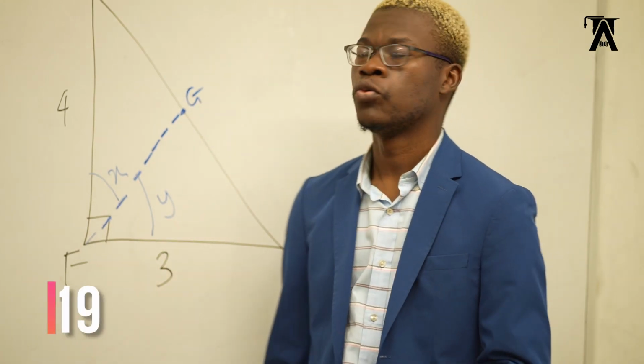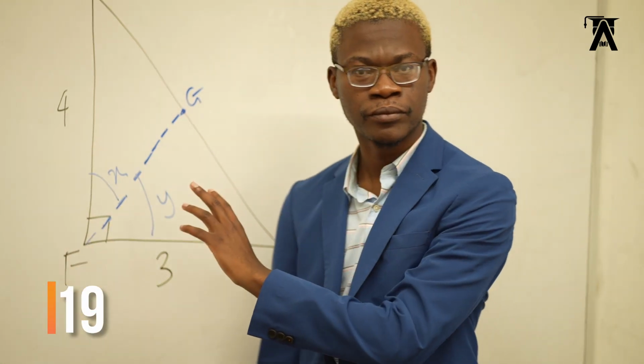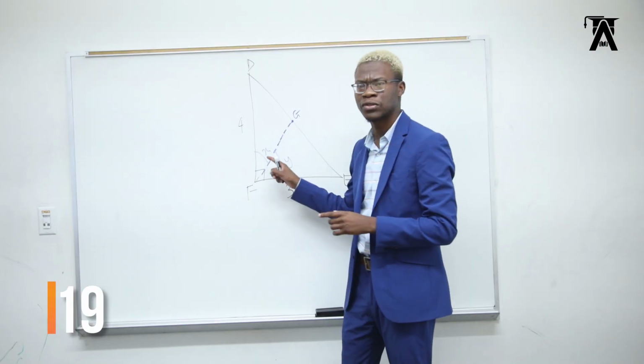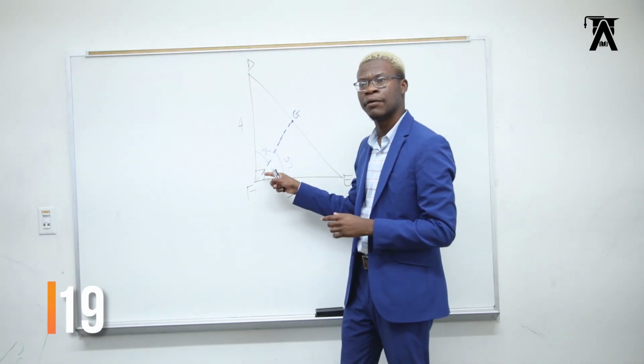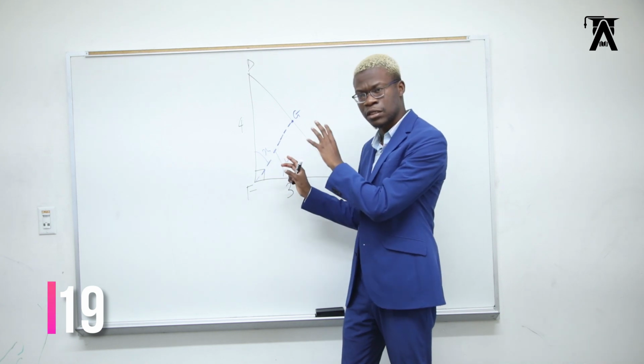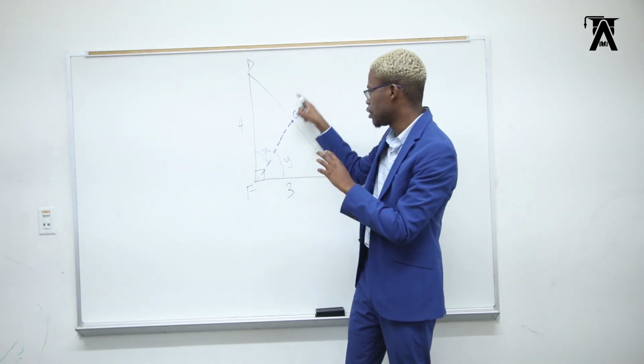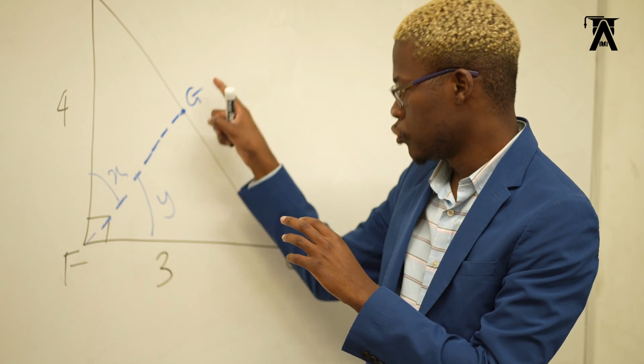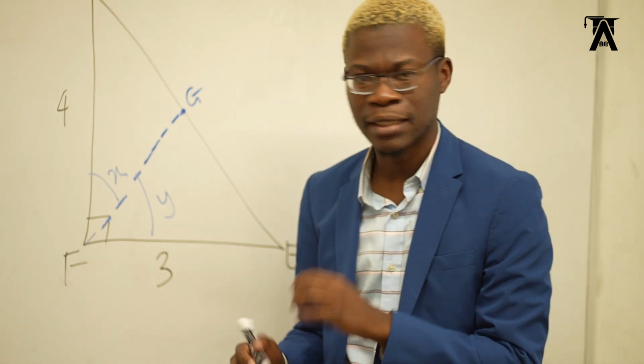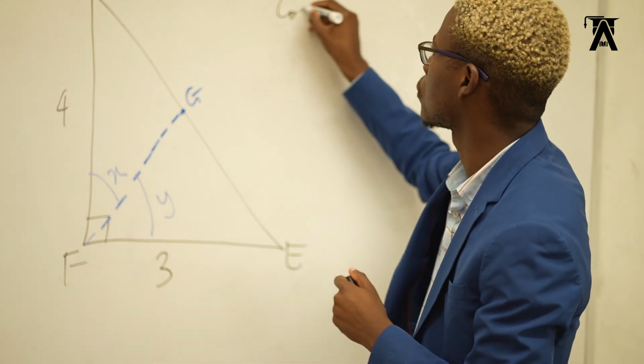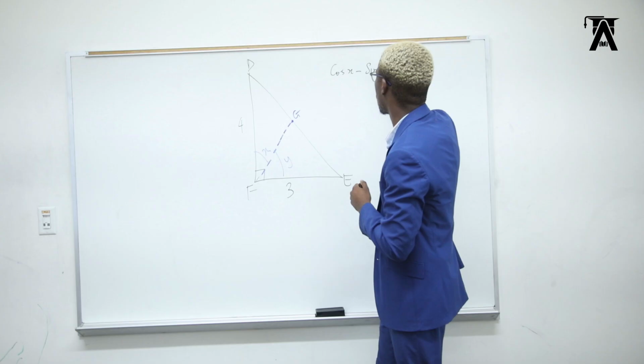In this question, we were given this figure. Then we're also given 2 angles x and y. So I've drawn it so that it's easily understandable. So DFG is x and GFE is y. Then we're asked to find the value of cos x minus sine y.